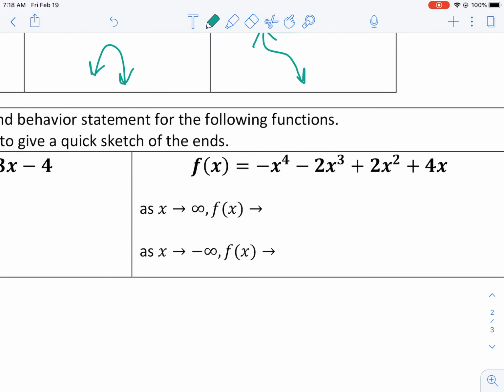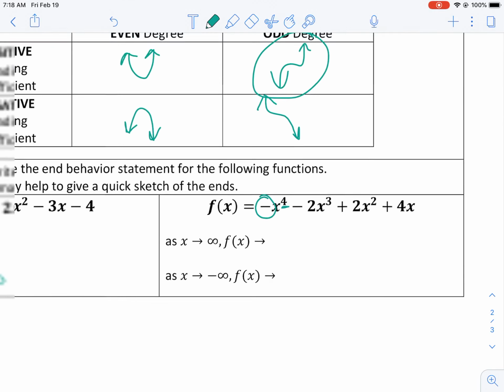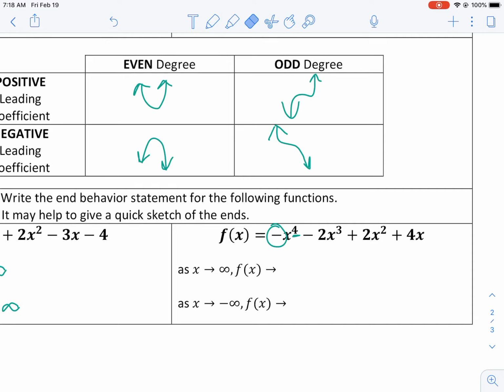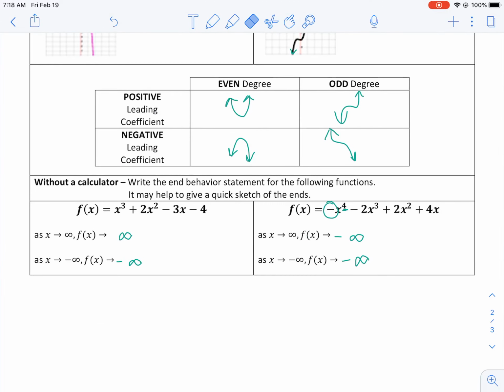We look over here on this next one. This is a negative coefficient with an odd degree. So we want to look at this one right here. And for this one, they're both going down. So the even degree ones are a little bit easier. We just know they're both going to be negative infinity. So that's how you do this.